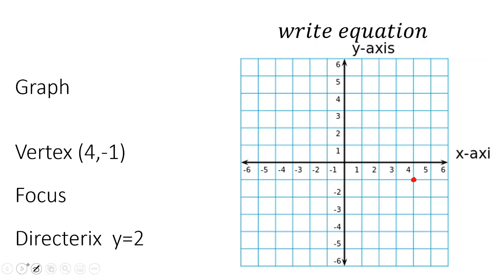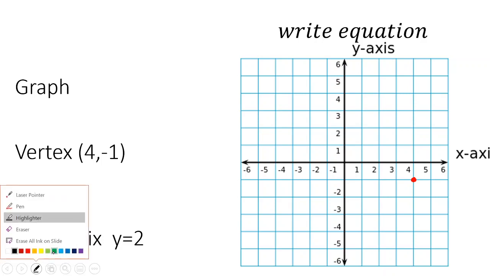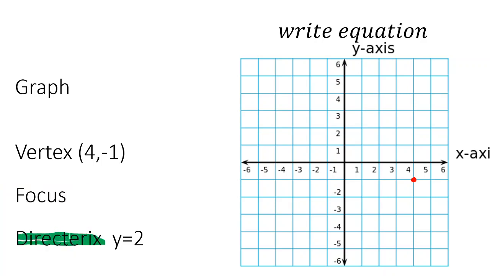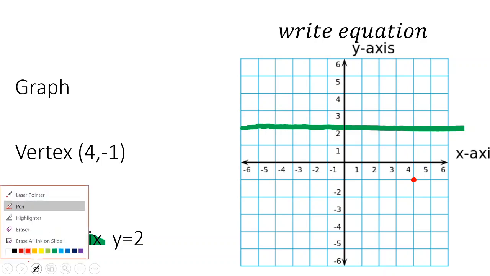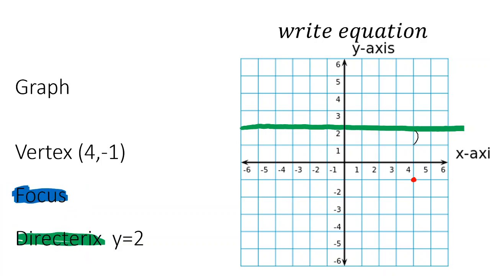So I could say, all right, get my highlighter out here. Let's make a green line for the directrix at y equals 2. So it looks just like that. So I got my vertex, which is the point, and my directrix, which is at y equals 2. The question I'm going to ask is, could we find the focus? Well, let's just say this. Could we find P? Let's see if we could get out our pen here and say, we got 1 unit, 2 units, 3 units to the vertex. So P equals 3.